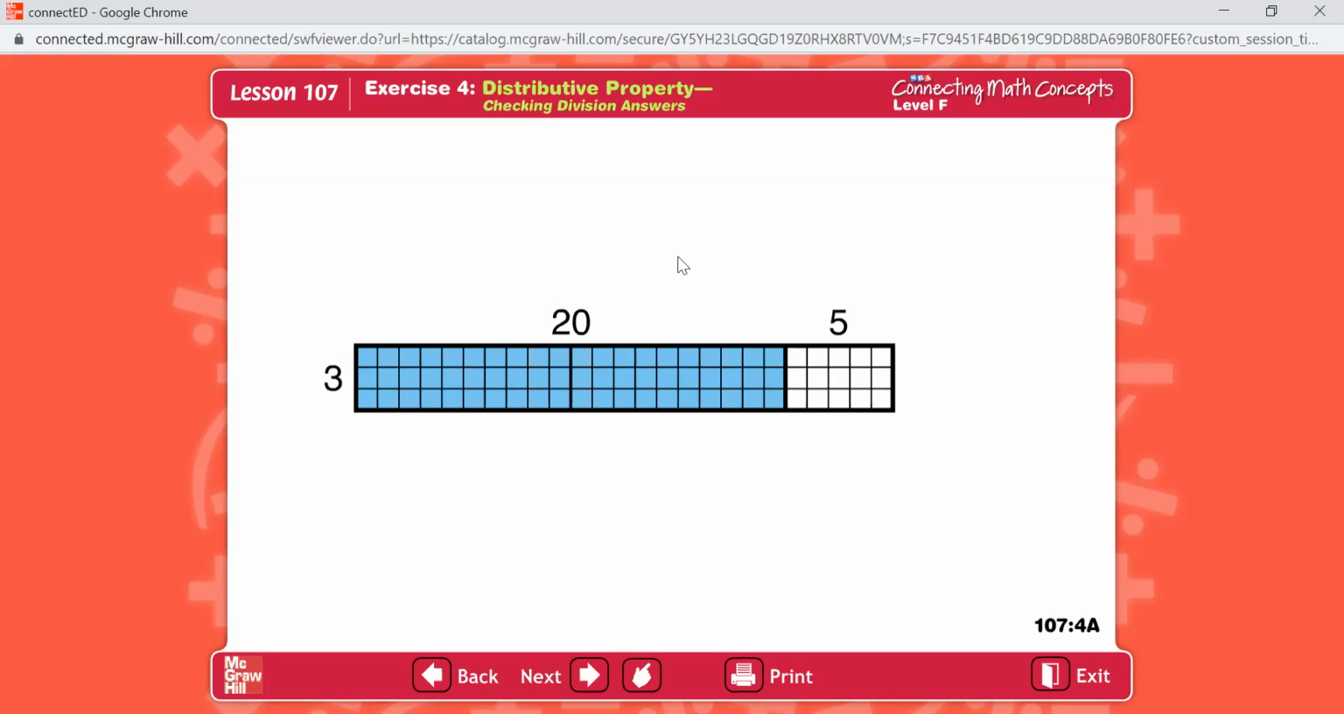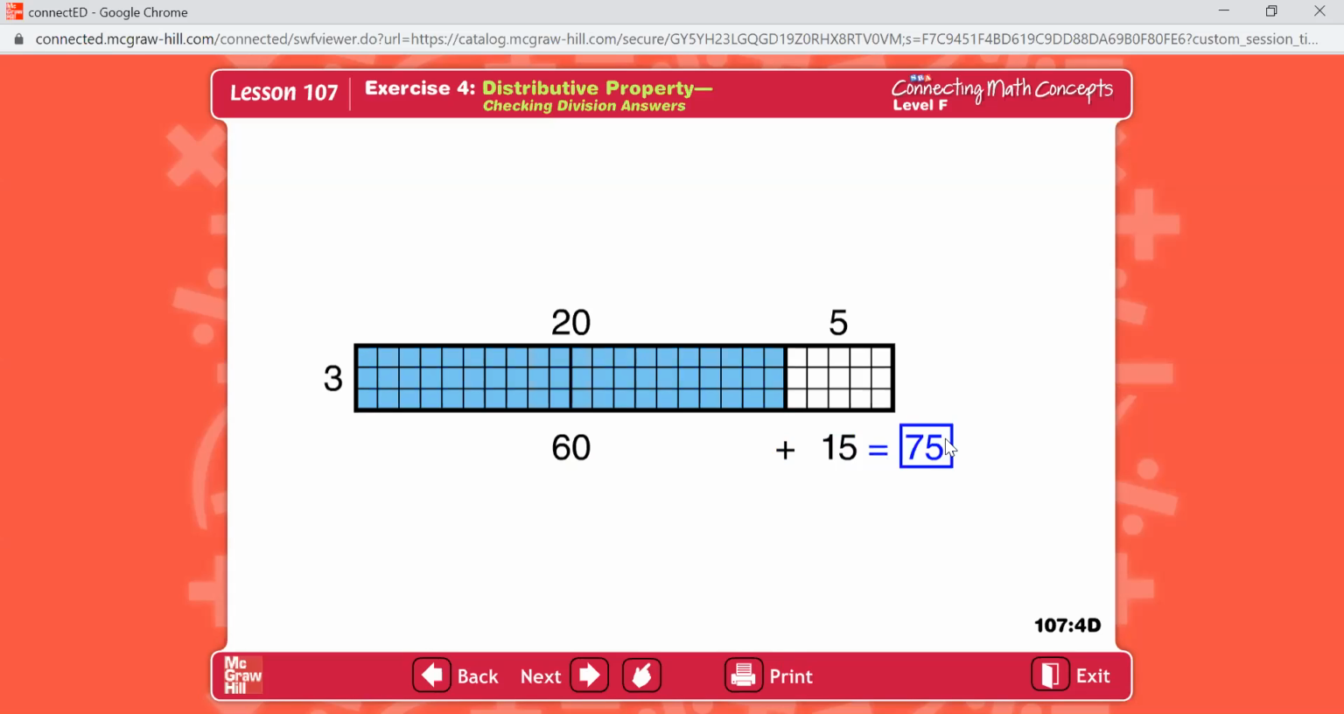The multiplication problem for the tens is 3 times 20. The multiplication problem for the ones is 3 times 5. 3 times 20 equals 60, and 3 times 5 equals 15. Together, 60 plus 15 equals 75. Now we know 3 times 25 equals 75.